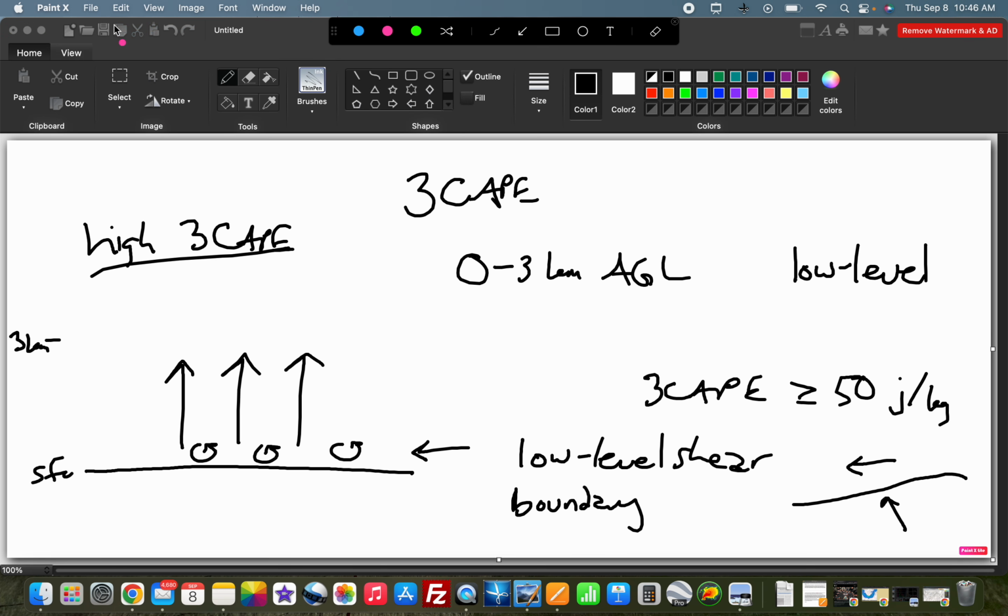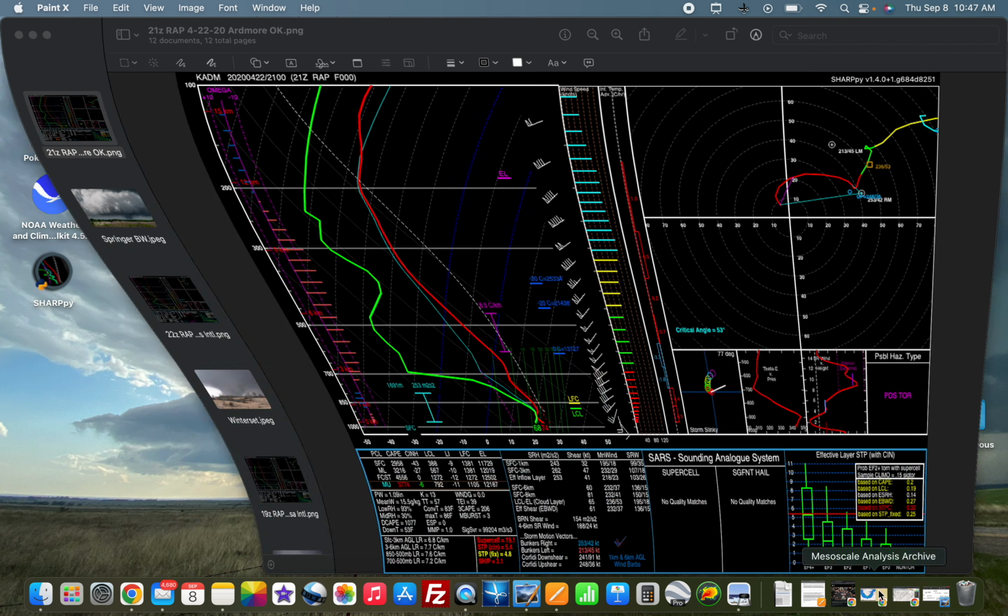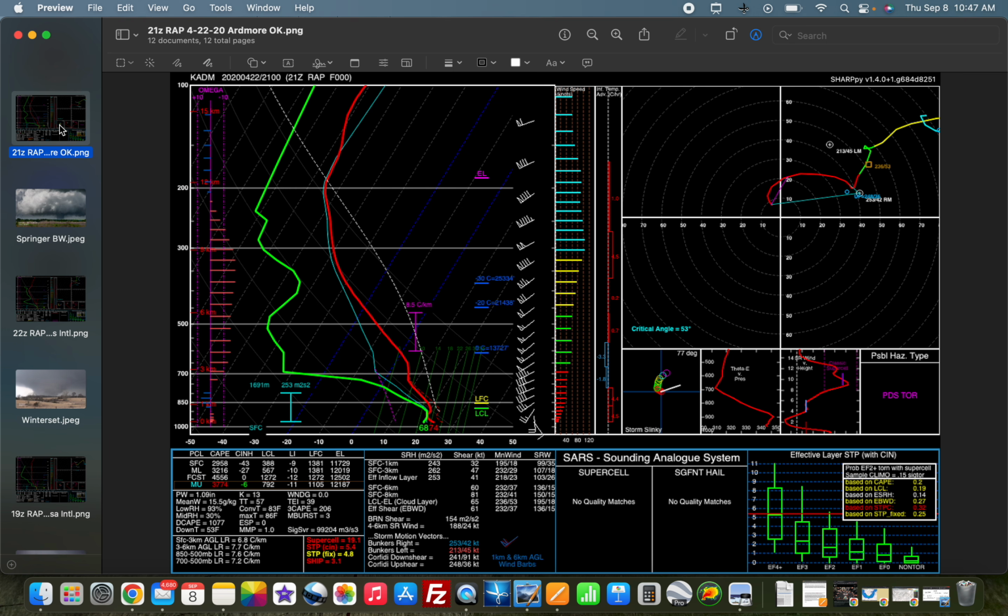So let's go ahead and look at a bunch of examples here. We're going to take a look at several different cases that I've picked out highlighting the importance of 0 to 3 kilometer CAPE in tornado forecasting.